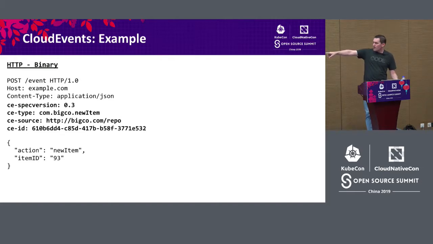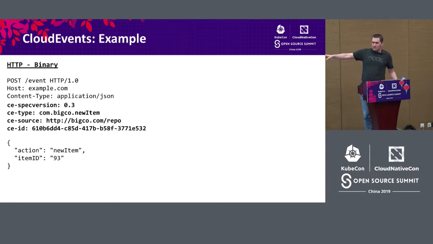Here is the string that identifies this as a, quote, new item was added to maybe a database or something, and it's associated with bigco.com. So this is an event type that this organization has defined. Where did it come from? In this particular case, it came from bigco.com/repo, and then just some unique identifier. That's it. That's the bare minimum to turn basically any HTTP message into a cloud event.